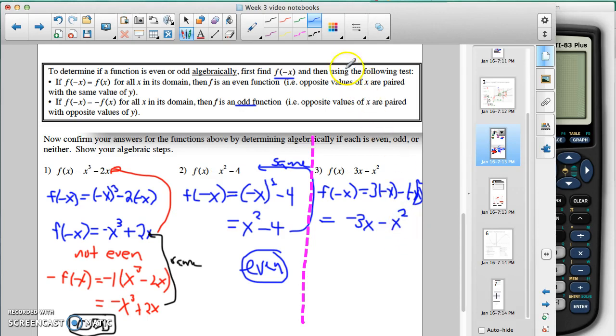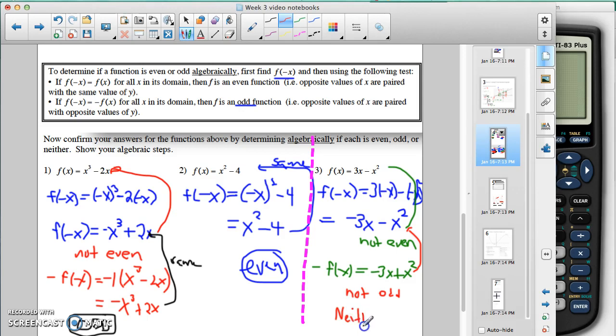So we look at this function and we compare it to the original. It's not the same, so it's not even. And then we want to compare it to negative f of x, which is the negative 1 times f of x. So if we do that, that's just going to change the signs and give us negative 3x plus x squared. And those are not the same either. These are not the same. So it's not odd. So that means it's going to be neither on this one.